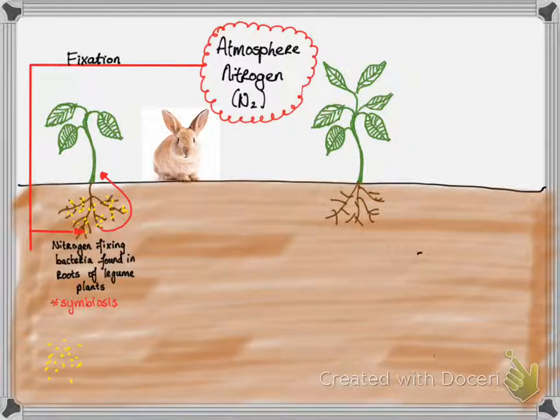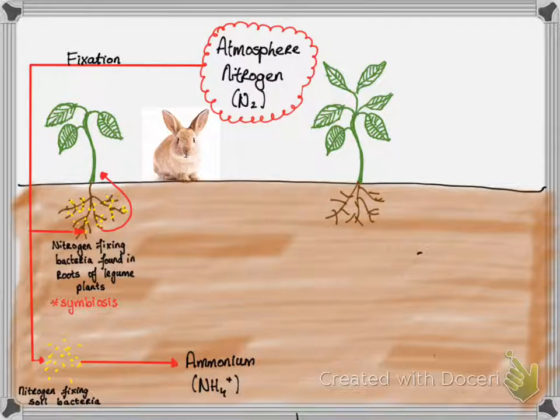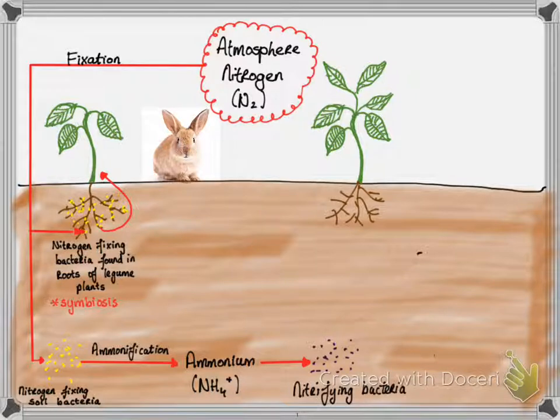However, there are also nitrogen-fixing bacteria that are found in the soil and not associated with plants. Here, these bacteria convert the atmospheric nitrogen into ammonium, and this process is called ammonification. Now, ammonium can be converted by nitrifying bacteria, a different type of bacteria, and what they do is convert ammonium into nitrites, so NO2-.